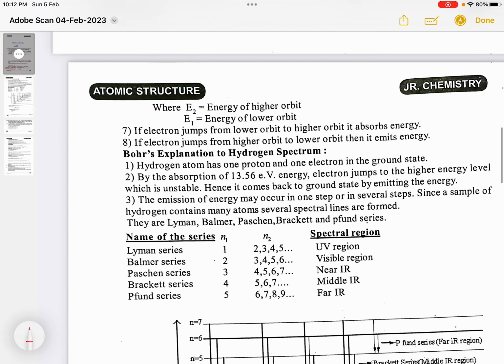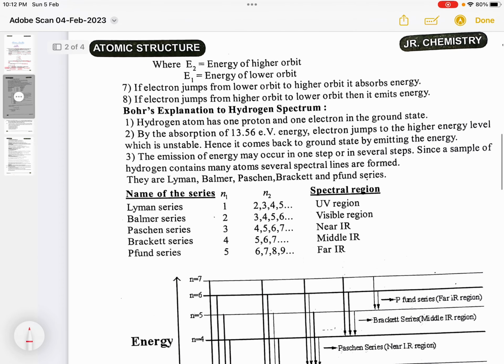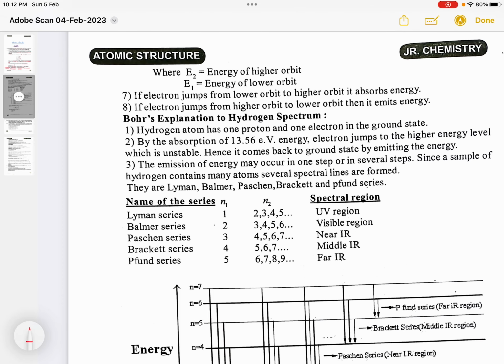Next, coming to the seventh point, if an electron jumps from a lower orbit to a higher orbit, it absorbs energy. If an electron jumps from a higher orbit to a lower orbit, then it emits energy. So these are the important postulates in Bohr's atomic model.